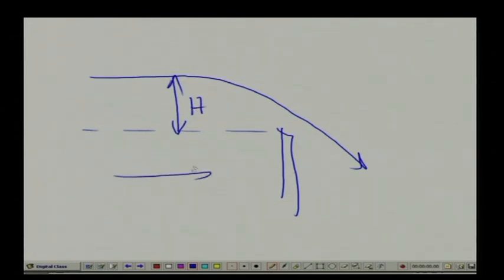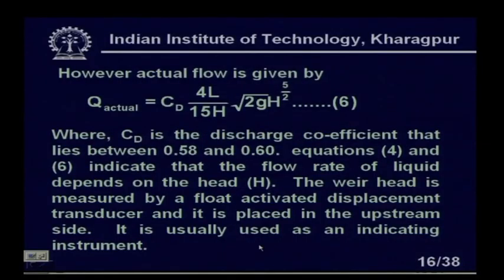As the flow rate increases, this h will increase. If the flow rate decreases, this h will decrease, right. Clear? Even though it is a nonlinear relation, if the flow rate decreases, this h will decrease. If the flow rate increases, this h will increase, right. So, I will measure the h and calibrate h in terms of the flow rate, fine, right.